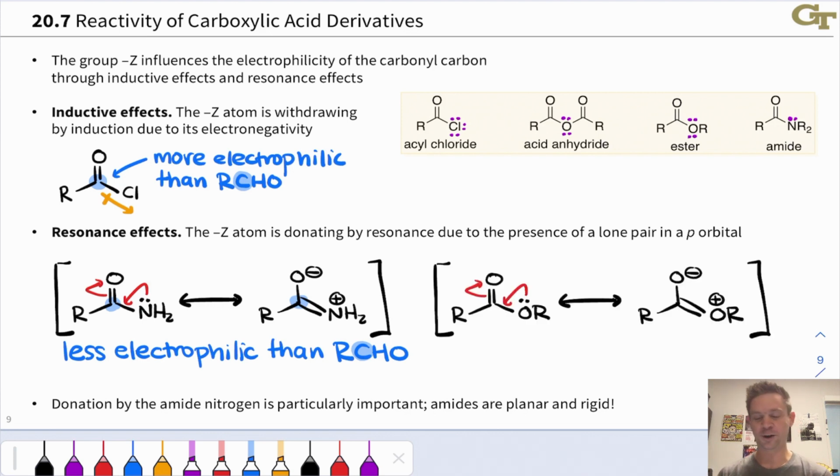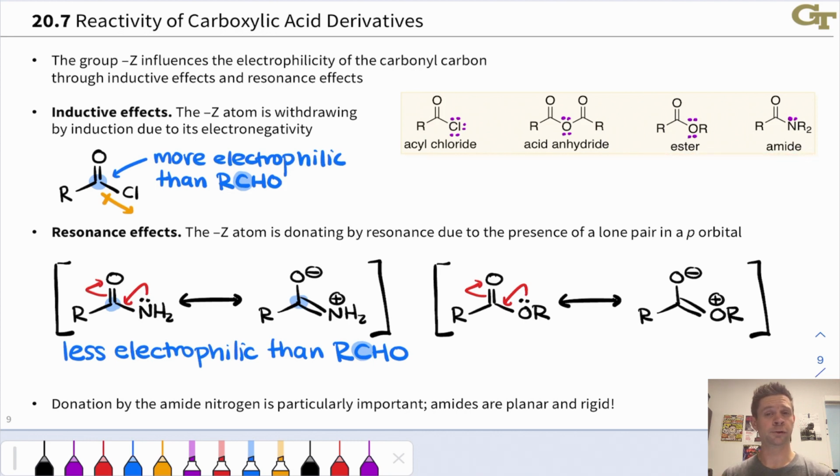Similar thing is going on with the ester. Here the donation is not as strong because O is more electronegative than N, but still this kind of electron flow is very important in the ester functional group, and it shows that the ester carbonyl carbon is also not as electrophilic as a ketone or aldehyde carbonyl carbon. Esters are shielded from nucleophiles to some extent as well. So this type of electron flow is relevant to all carboxylic acid derivatives.